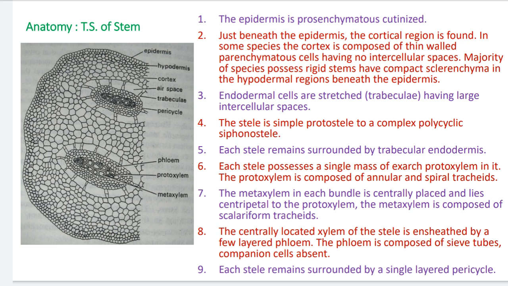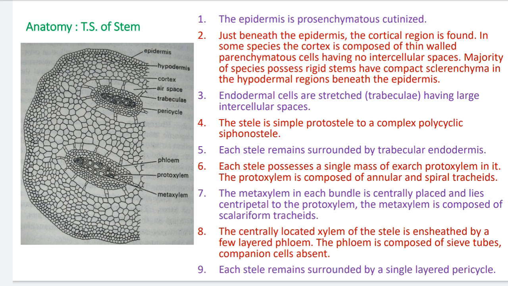Okay. Number 7, the metaxylem in each bundle is centrally placed. The metaxylem in each bundle is centrally placed and lies centripetal to the protoxylem. Okay. The metaxylem is composed of scalariform tracheids. Centrally placed metaxylem is there. Metaxylem is nothing but the larger cavity xylem cells, and they are made of scalariform tracheids. Tracheids are there, and tracheids are further characterized by scalariform thickening.